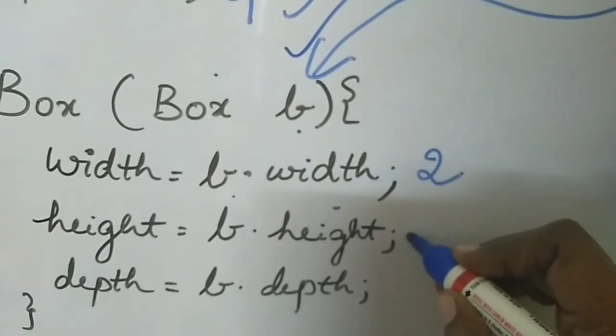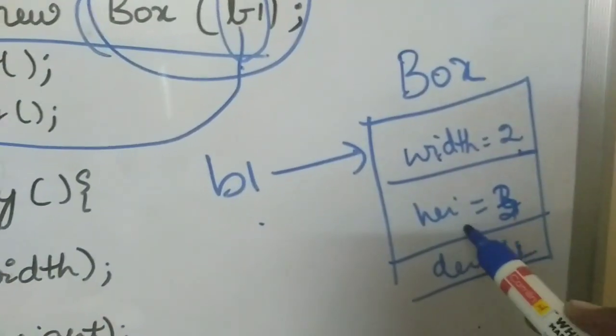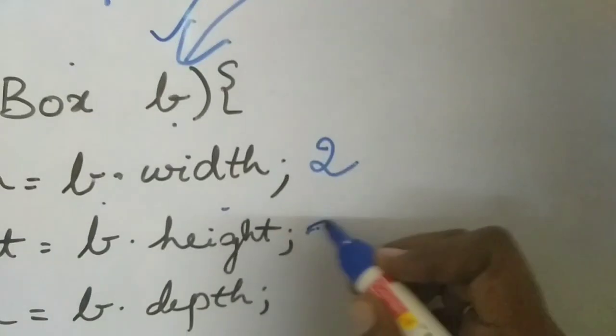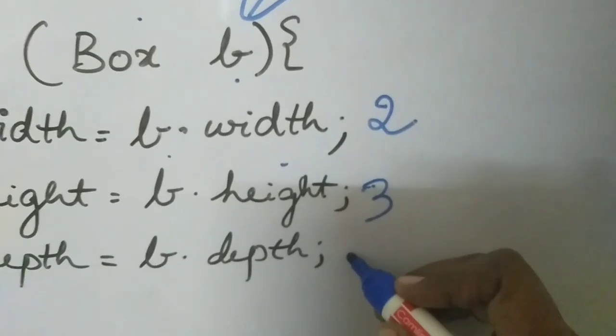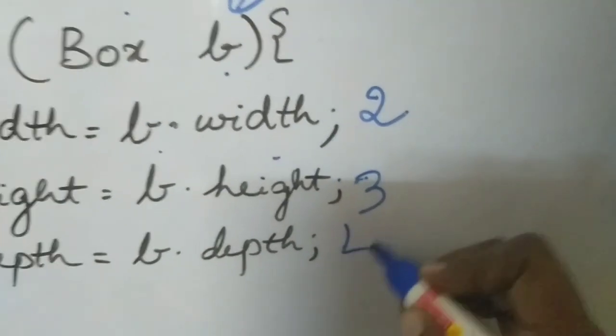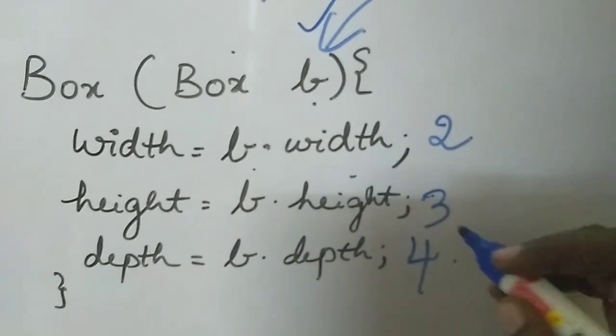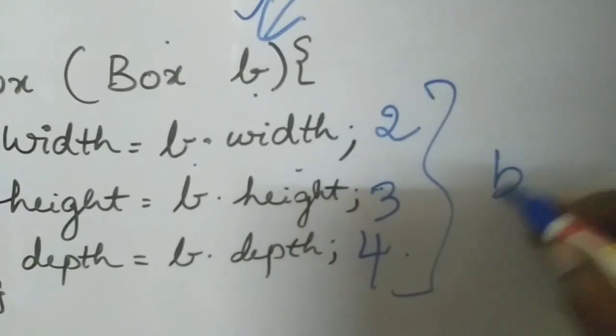Now again B1, so B1.height. What is B1.height? Which is 3. So 3 is passed over here. And then depth is nothing but B1.depth, where 4 is passed into it. So this is for the object B2.